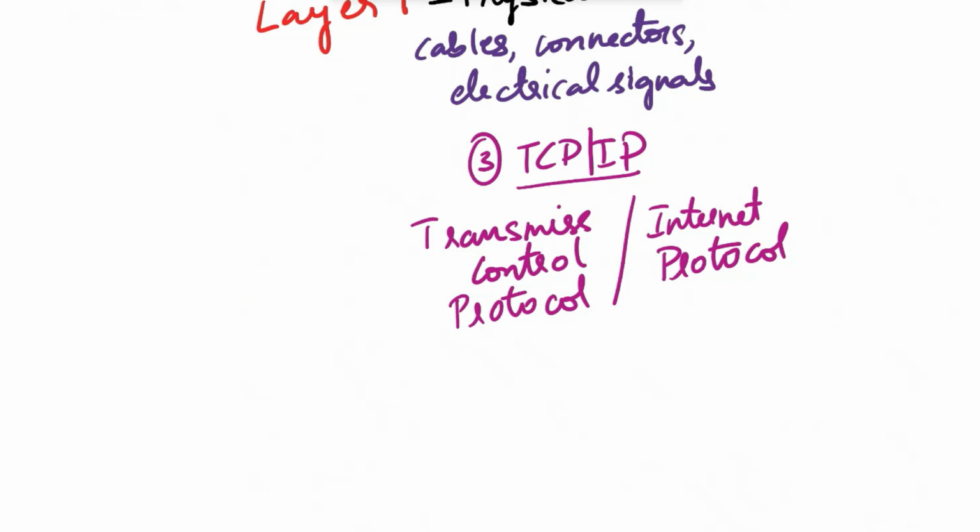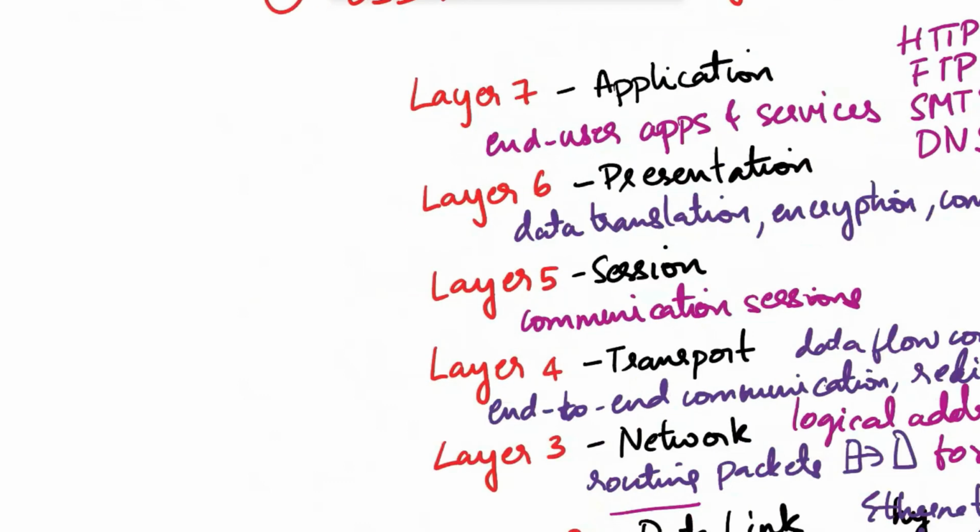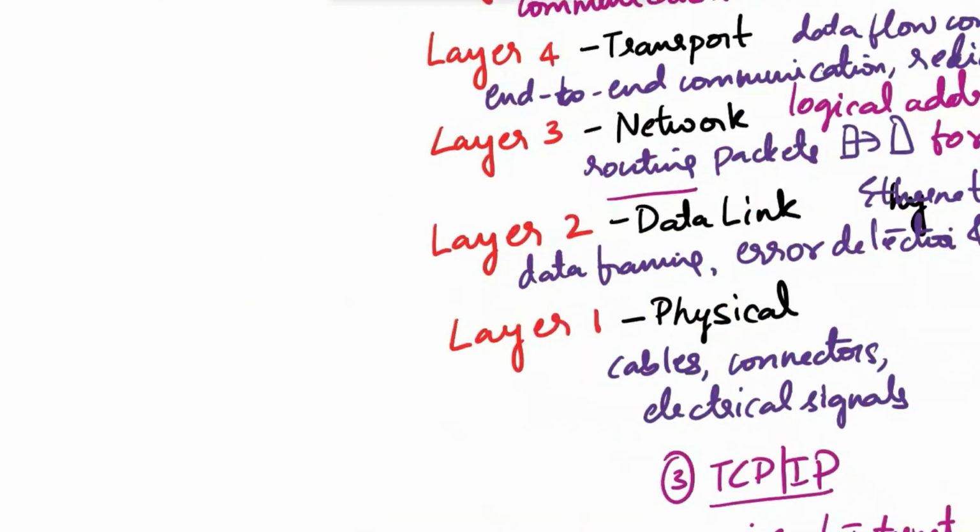You should remember that TCP/IP is not a strict match for the OSI model's 7 layers. However, its functionality can be loosely mapped to the OSI layers. So let's go back to the OSI model. TCP/IP has only 4 layers: network access layer, internet layer, transport layer, and application layer.